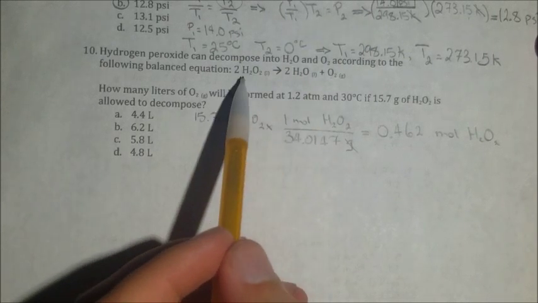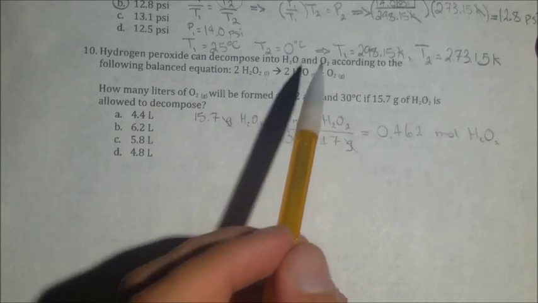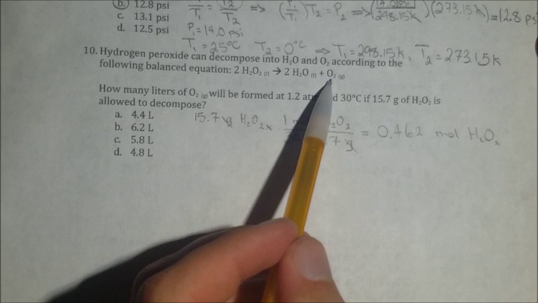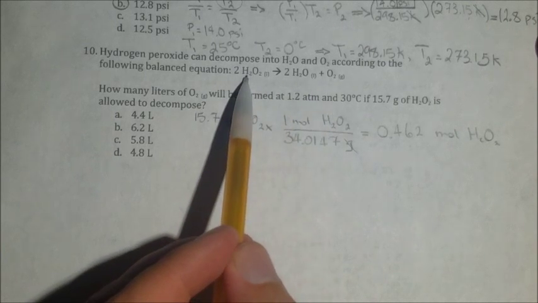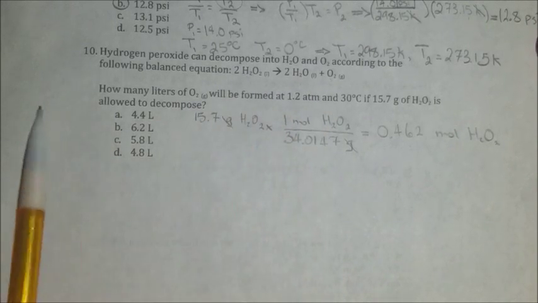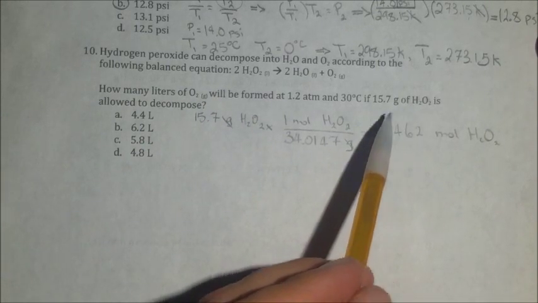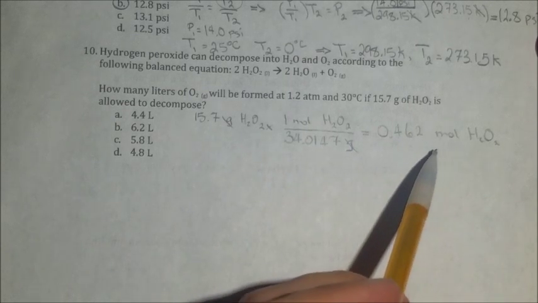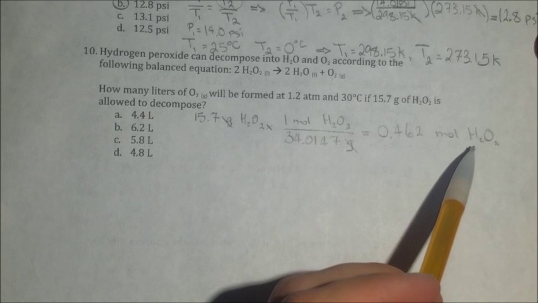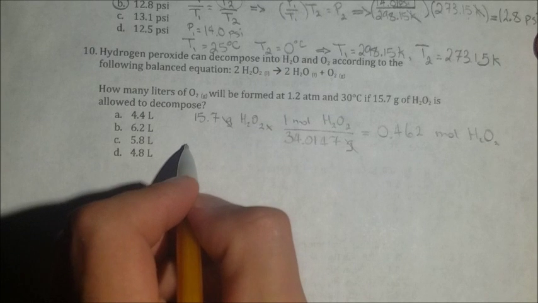So anytime we have a balanced chemical equation to work with and we're trying to figure out how many liters of gas we produce, we have to first of all figure out how many moles of gas we produce. And that can be figured out based on how many moles of reactant we had, reacted. So we reacted 15.7 grams of hydrogen peroxide, and I went ahead and used its molar mass to figure out how many moles of hydrogen peroxide we reacted. And now we can use the balanced chemical equation to tell us how many moles of oxygen gas were produced.